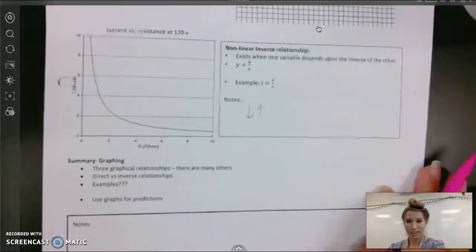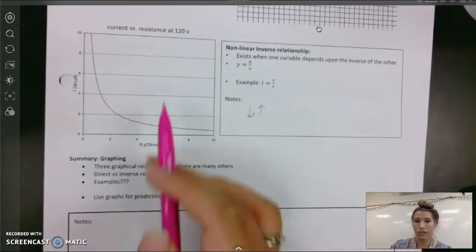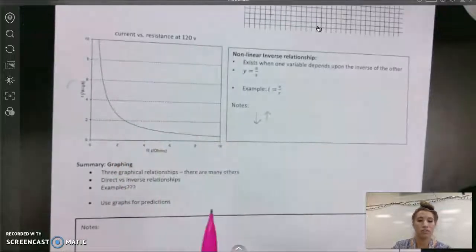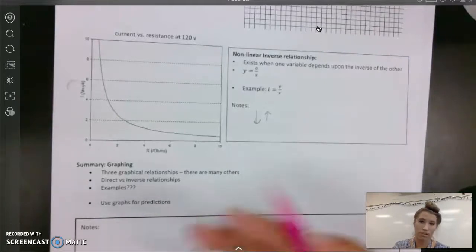All right, so that's the big idea with graphing. We have three relationships. We have linear, then we have two nonlinears. The first nonlinear was a proportional relationship, and the second nonlinear was an inversely proportional relationship. We talked about direct or proportional versus inversely proportional. We looked at some examples of that. And then you can use these graphs to make predictions. Like, you could look at this graph, and I could ask you, if I increase my resistance, what's going to happen to my current? Okay.